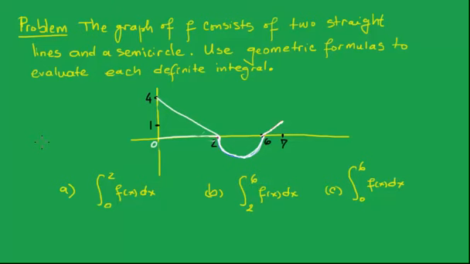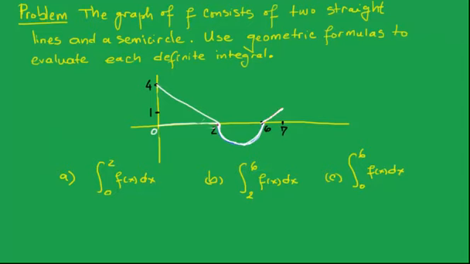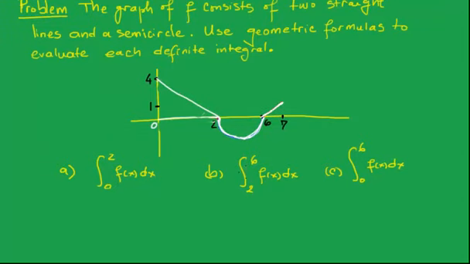In this video, we are going to solve this problem. The graph of f consists of two straight lines and a semicircle. Use geometric formulas to evaluate each definite integral. So we have three definite integrals to evaluate. Now let's start with the first one.